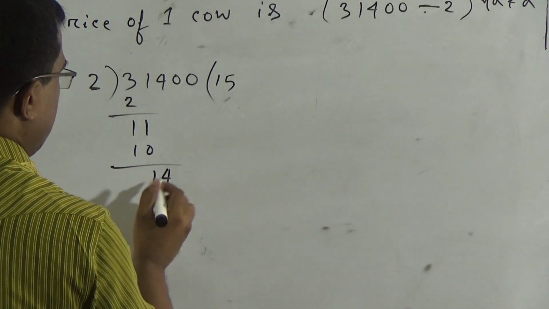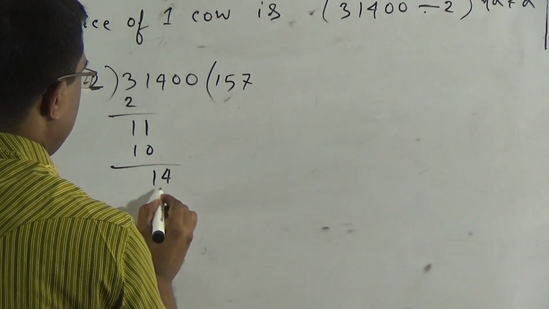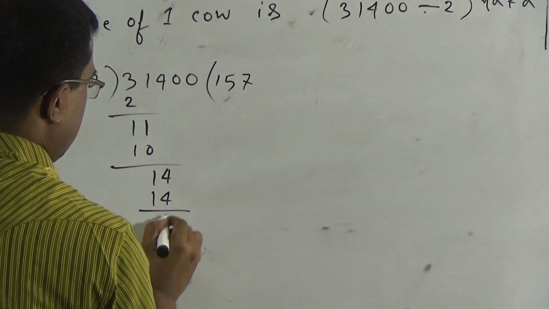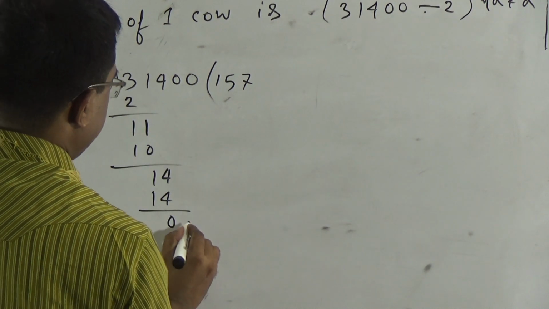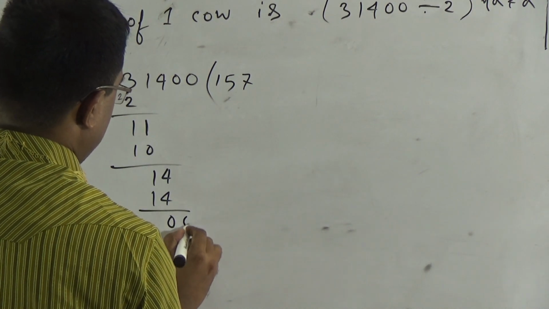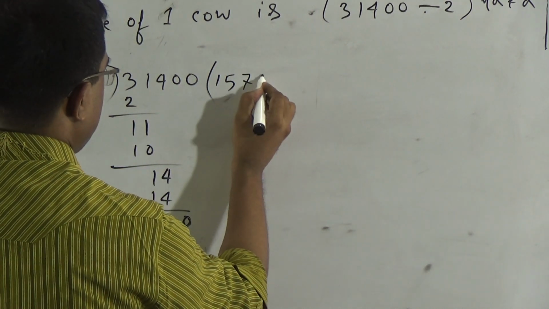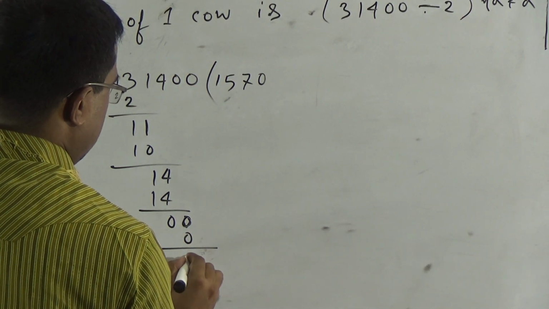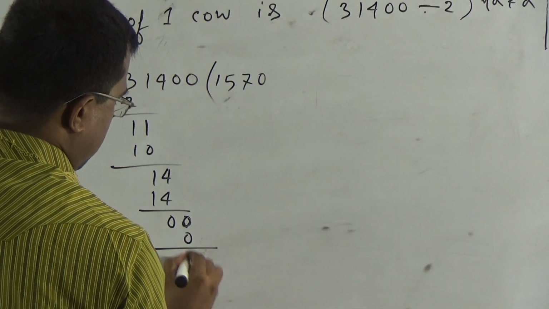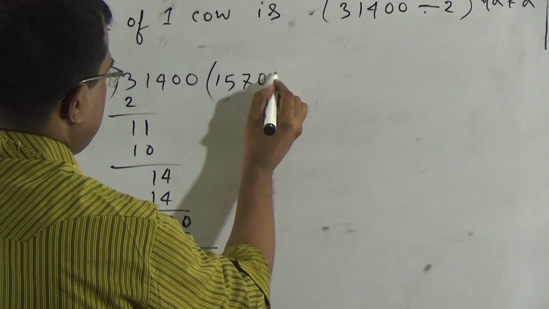Then in 14 we can give 7 times, 7 2s are 14. If we subtract, then it will be 0. Now we have to take 0. Now in 0 we can give 0 times, 2 zeros are 0. If we subtract, then it will be 0. Then we have to take again 0, and in 0 we can give 0 times.